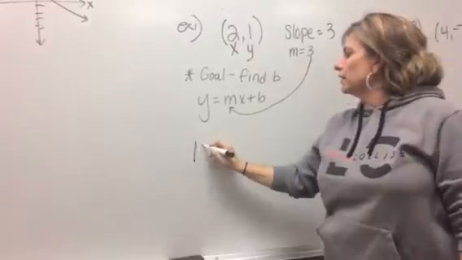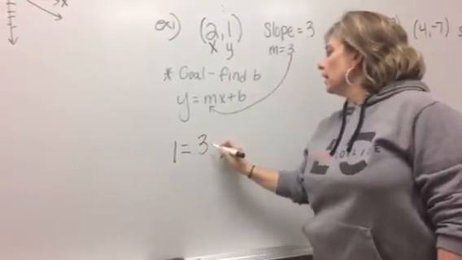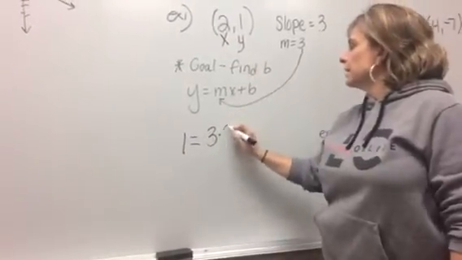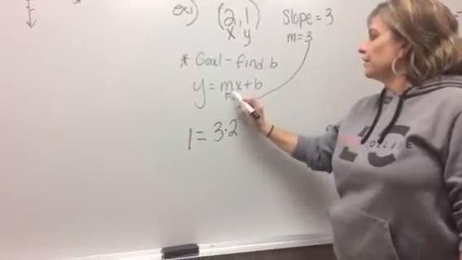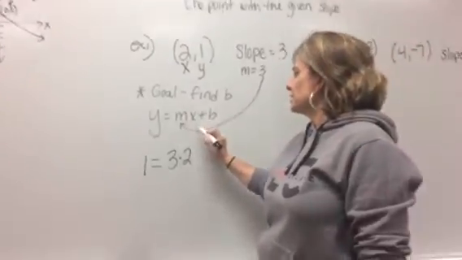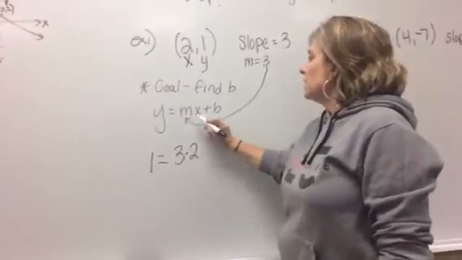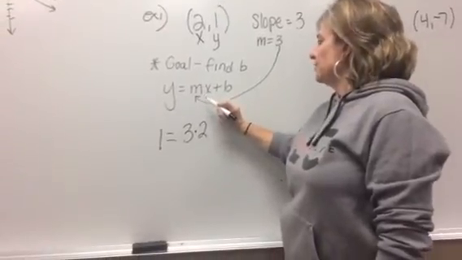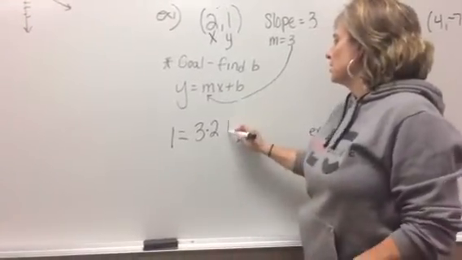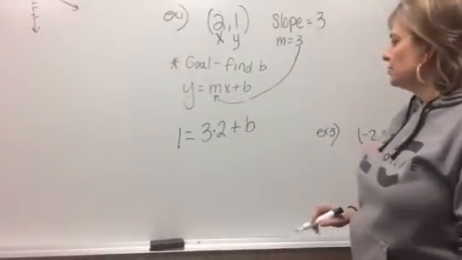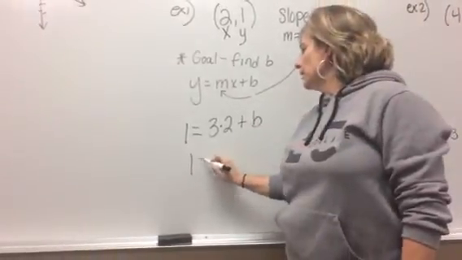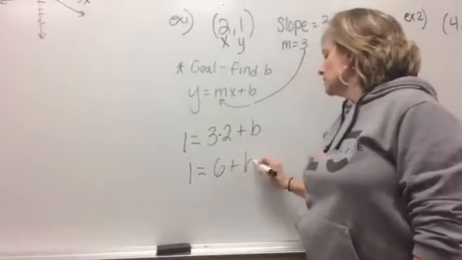Here's my y equals mx. This is multiplication. When you have a variable with a coefficient, which is a number next to the variable, which the 3 is, that's going to be your coefficient. That's always multiplication. Plus b. Okay, and now you just got to use PEMDAS. 1 equals 6 plus b.